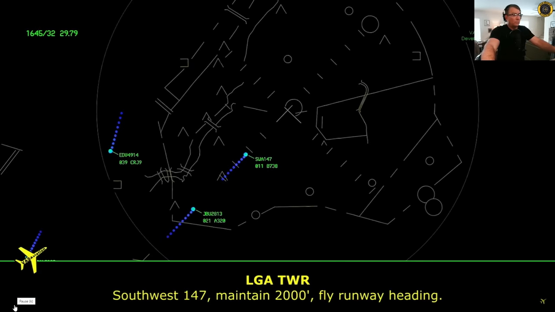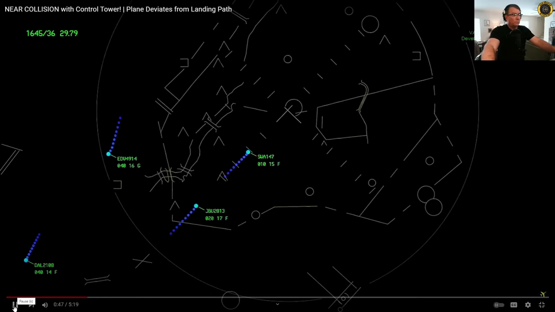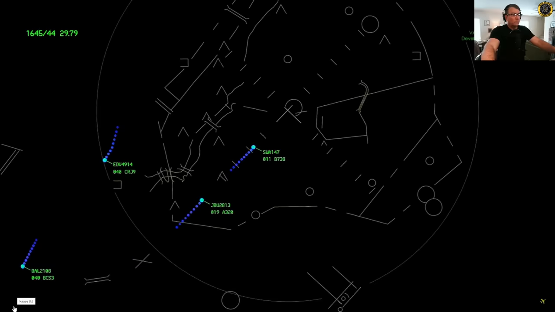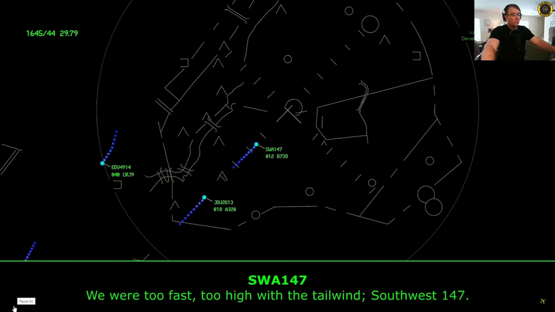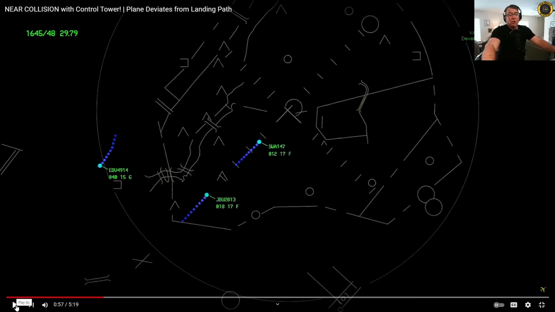In Southwest 147, we got to go around. Southwest 147, maintain 2,000, fly runway heading. Runway heading 2000, Southwest 147. Southwest 147, when you get a chance, just let me know the reason. We're too fast, too high with the tailwind, Southwest 147. Got it, thanks. Okay, no harm, no foul.